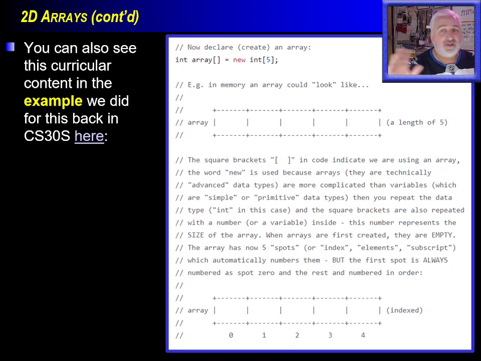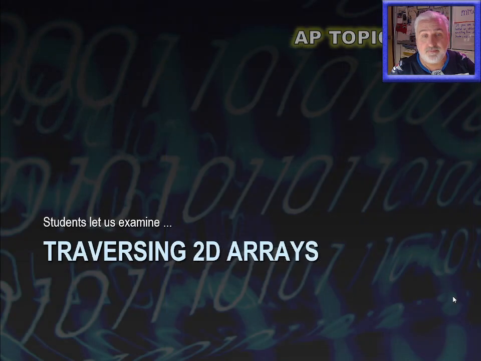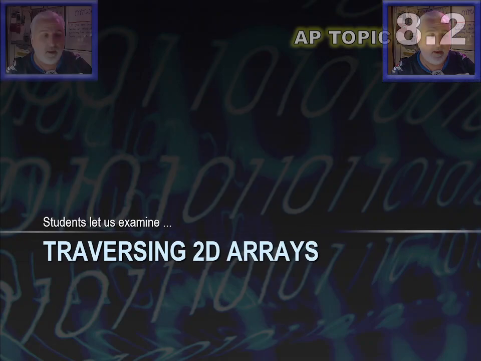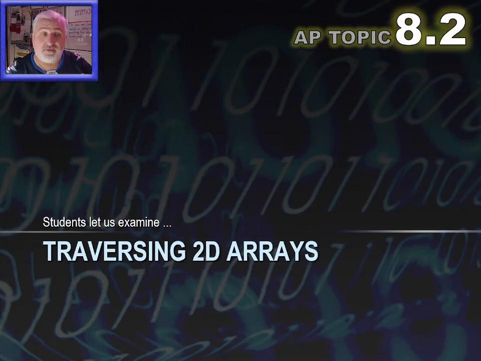So if that was way too quick for you to understand what a multi-dimensional array was, please go back to the 30S unit called arrays and look at the videos and the content section there, and look at the example we did with two-dimensional arrays or matrices, where you can really see the two-dimensional array explained in much more detail. This is a review video. All right, let's look at 2D array section 8.2, traversing 2D arrays.